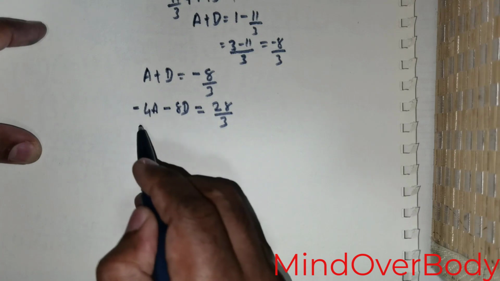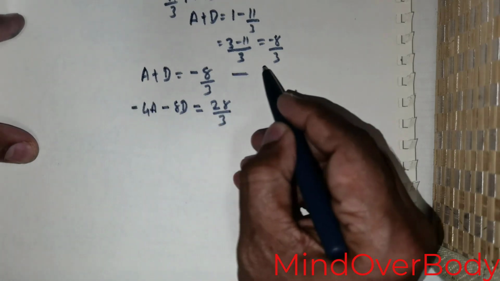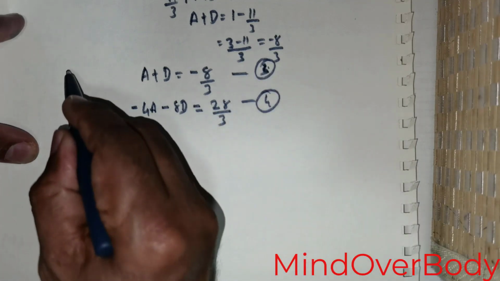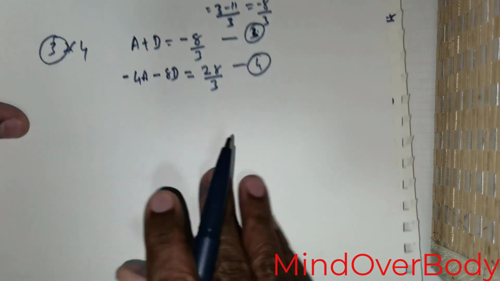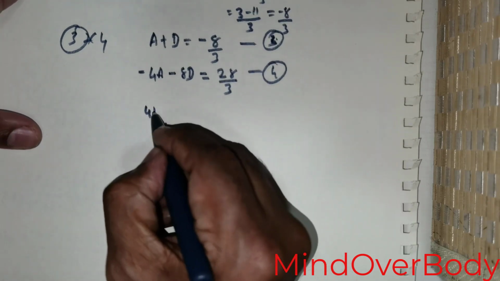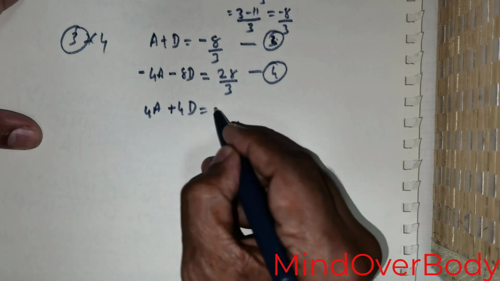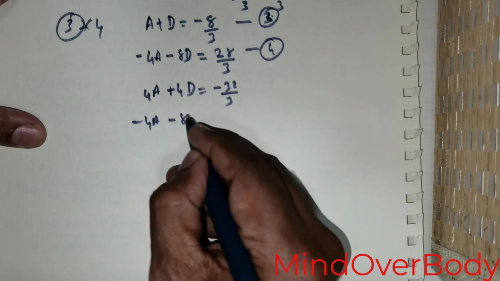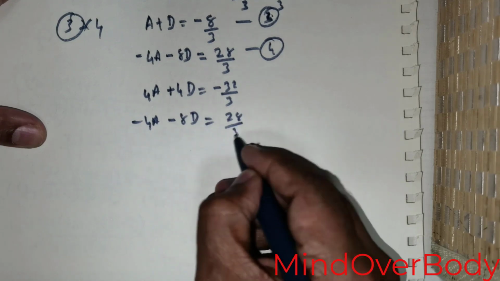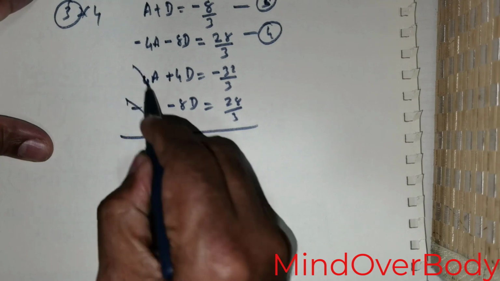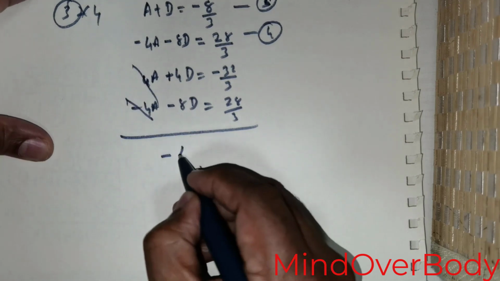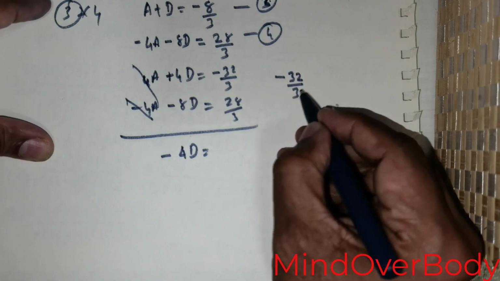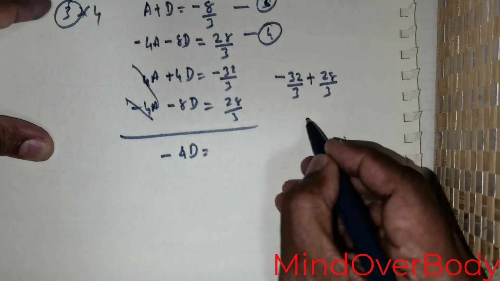Now if I want to remove a, all I need to do is, let me name it as equation number 3 and equation number 4. So if I multiply 3 by 4, that's enough. Let's check that out. So it's going to be 4 times a plus 4 times d is equal to negative 32 over 3, followed by negative 4a minus 8d is 28 over 3. Now these two get cancelled, and I add this, I get negative 4d, and I need to add negative 32 over 3 plus 28 over 3.